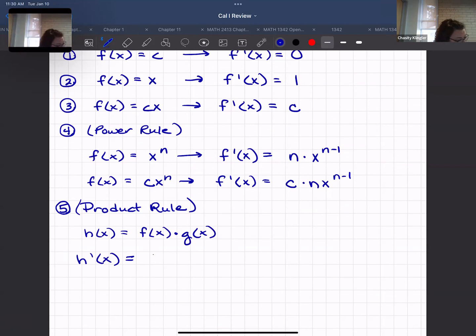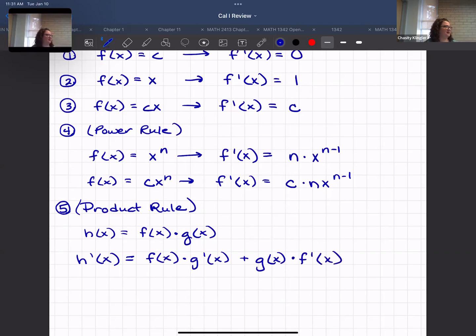Always do the first times the derivative of the second plus the second times the derivative of the first. If I'm not sure, she might do the derivative of the first times the second plus the other, but it doesn't matter because it's all addition and multiplication. So as long as you do the derivative of one times the other regular one plus the switch, you're going to get the same answer. So the order might not be the same as mine, but it's the same equation.